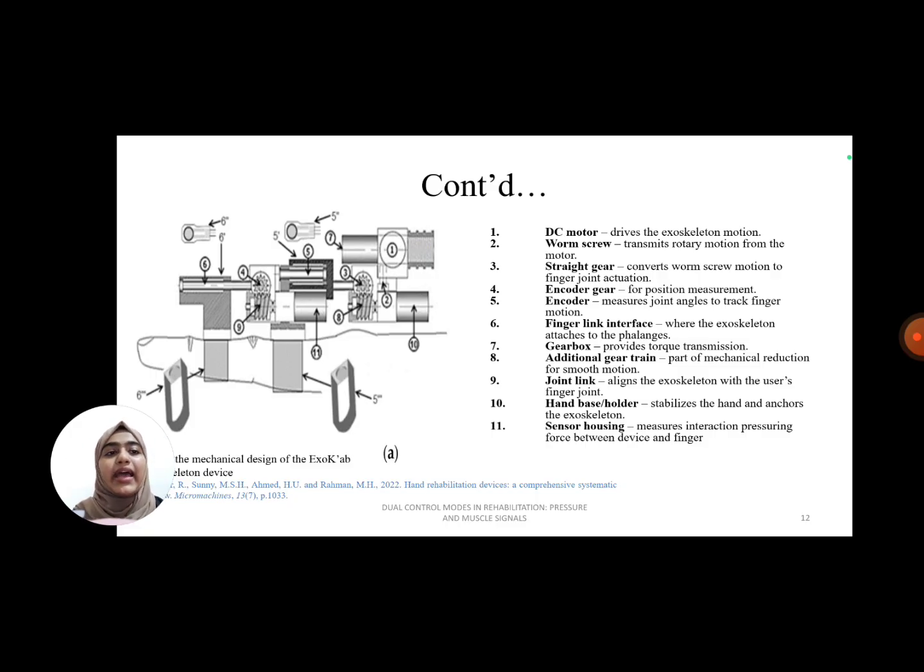And the 10th one is the hand base holder, which is basically for supporting the hand. And the last one is the sensor housing, which measures the interaction pressing force between the device and the finger.